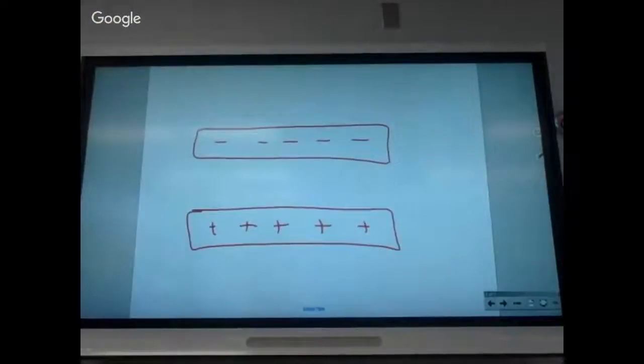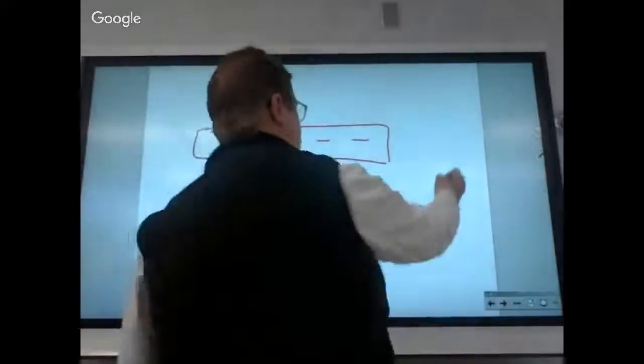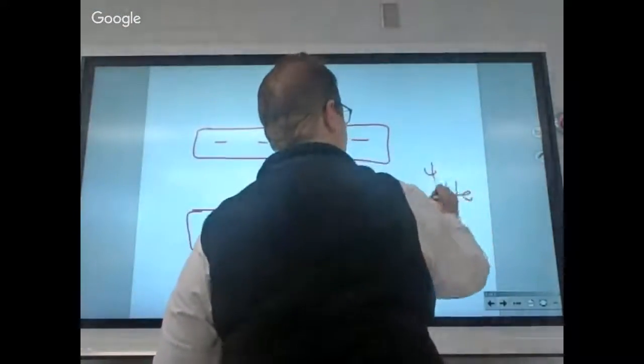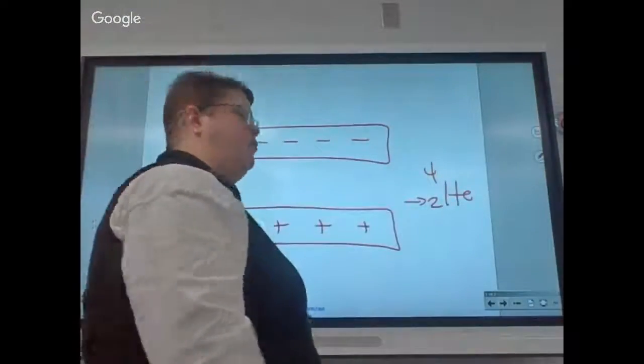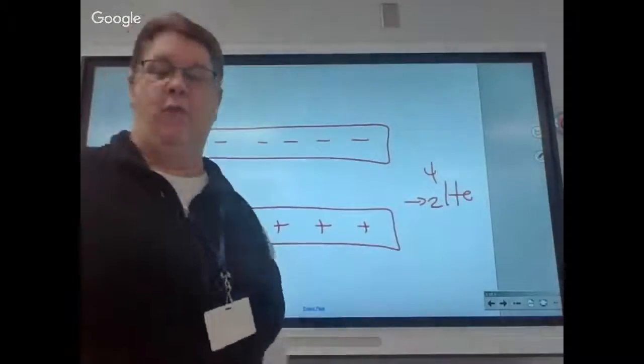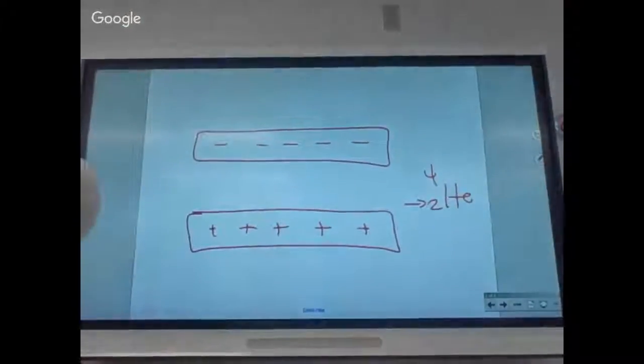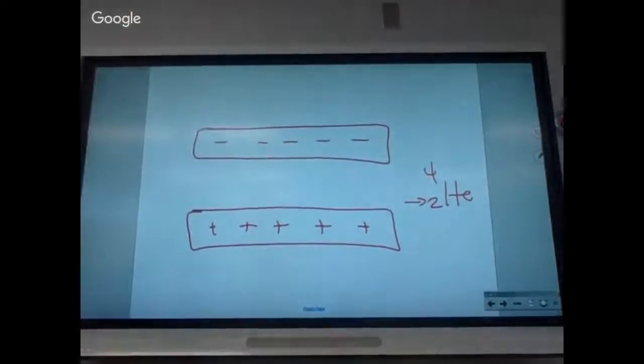Number 9. Alpha consists of 2 protons and 2 neutrons. Alpha, the helium nucleus. Remember, if you have He with a 4 and a 2, what does the 2 represent? 2 protons. How do you find neutrons? Subtract the 4 and the 2. That's where the 2 neutrons come from.